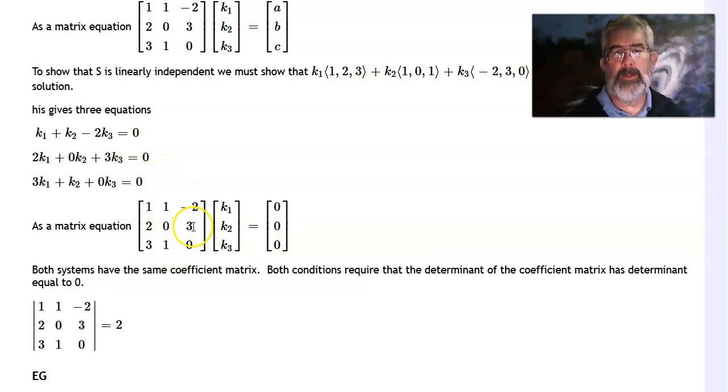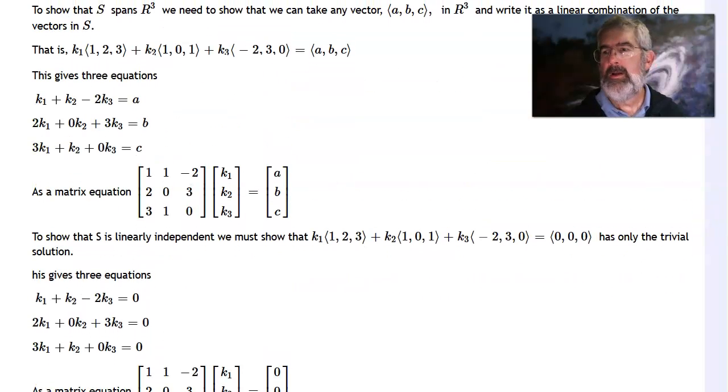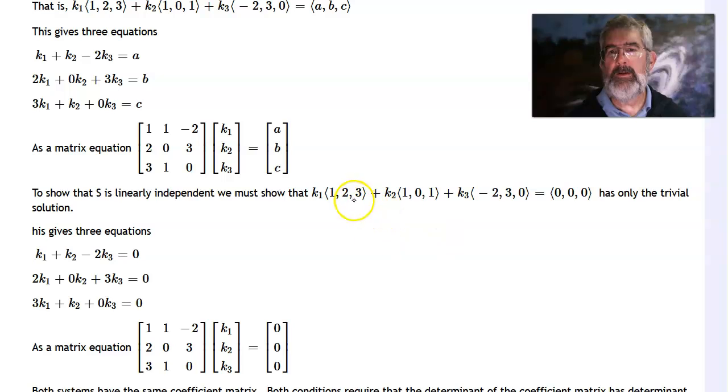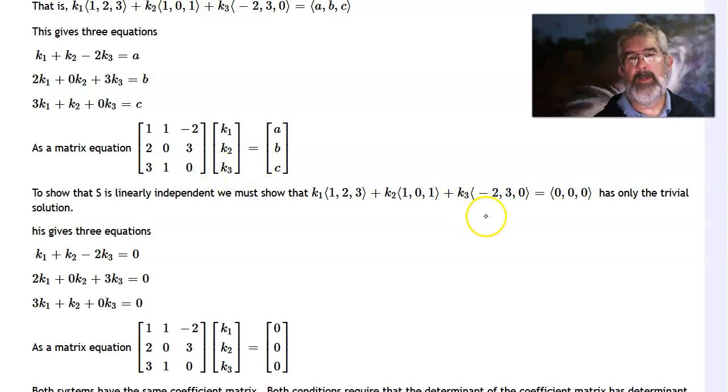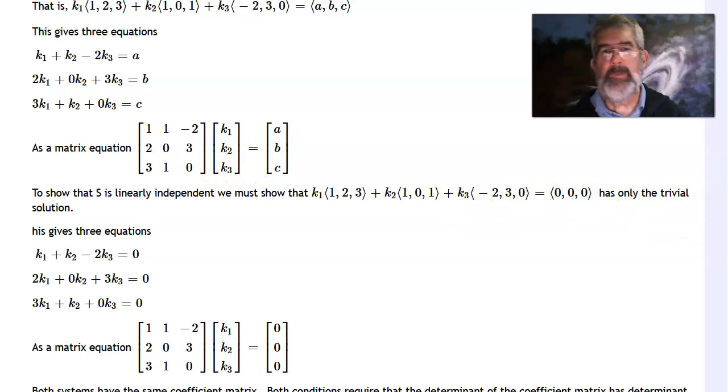happen to be the columns of the matrix right now, 1, 2, 3, 1, 0, 1, and negative 2, 3, 0. Those were the vectors I started with up above. Well, yeah, there they are. 1, 2, 3. They are linearly independent. And up here, it shows that no matter what A, B, and C you choose, if this is invertible, then you can find K1 and K2 and K3 by just multiplying both sides by the inverse. Okay. So, yes, it is a basis.